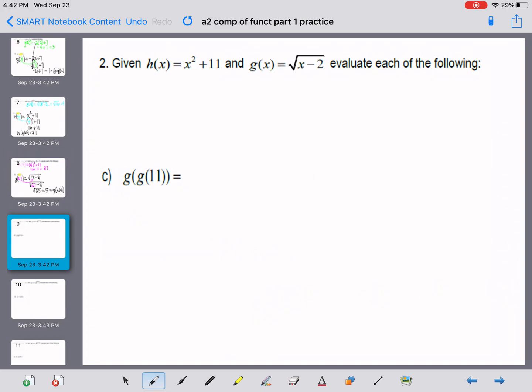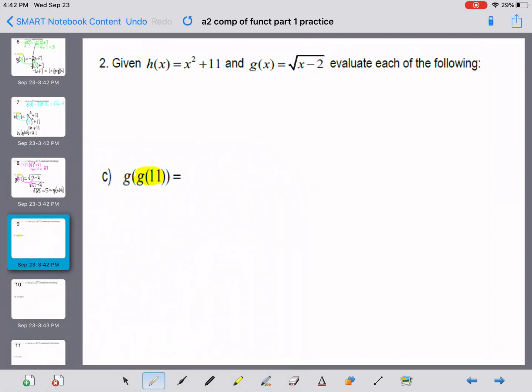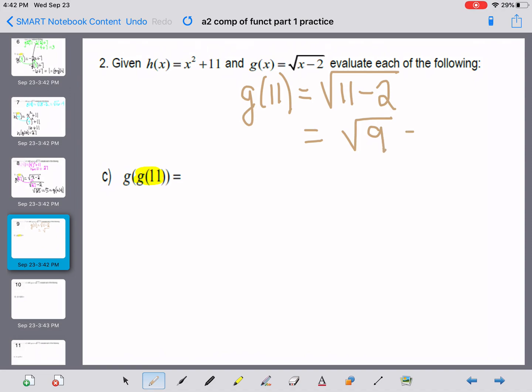Remember, if I'm going too fast, pause the video, rewind it if you need to. G of 11 is where we're going to start on this one. So g of 11 is going to be the square root of 11 minus 2, the 11 replacing the x. 11 minus 2 is 9, and the square root of 9 is 3. So instead of writing g of 11, now we're going to fill in what that value actually equals, which is 3.